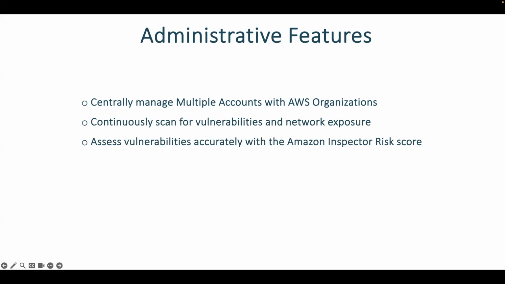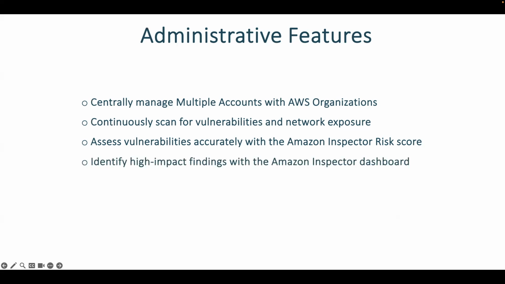The next one is assess vulnerabilities accurately with Amazon Inspector risk score. So what it actually means is each vulnerability is assigned a risk score, which helps you prioritize issues based on their potential impact and exploitability. So it mainly helps you to focus your attention on critical issues that need immediate action, avoiding wasting time on low risk vulnerabilities. For example, a critical risk score for an unpatched vulnerability with a public exploit gets immediate attention, while low risk findings like unused ports can wait.